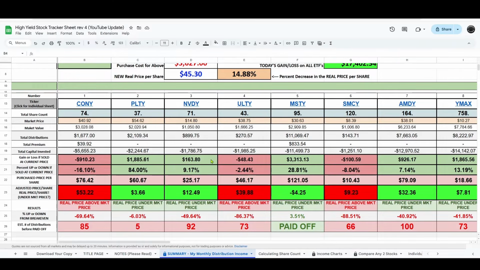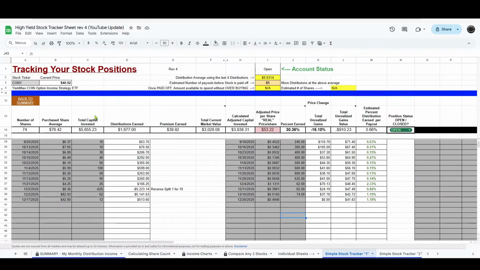Now, with the new REF4 spreadsheet, I can quickly go straight to those individual sheets just by hovering over the ticker symbol and clicking that link that pops up. It takes you straight to that ticker symbol's individual sheet where you can enter in any purchases or your distributions for that one. And then, of course, to go back, you can just hover over that brown button which says back to summary, and you can click and it will take you right back to that summary page.